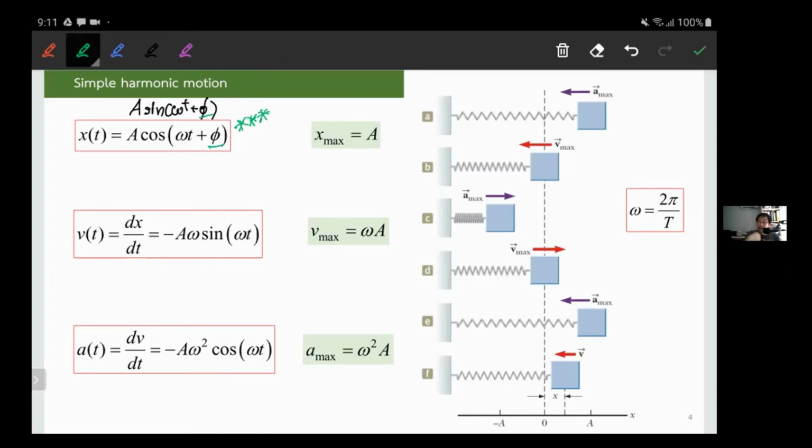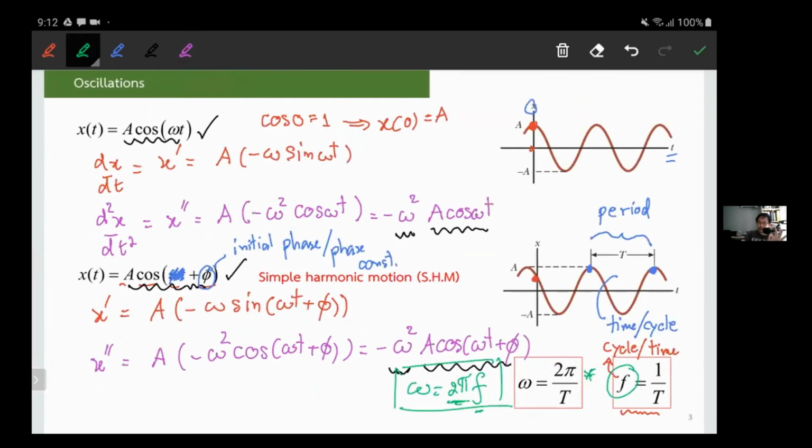And the good thing in our scenario is we pull our mass all the way out. So it seems like we are starting everything from the maximum displacement. So cosine is a good one. Come back one more time: we start everything from the maximum point because we stretch the spring all the way out, that is your starting point, and let it go. At the point of letting go, that is your maximum displacement. Sounds good?